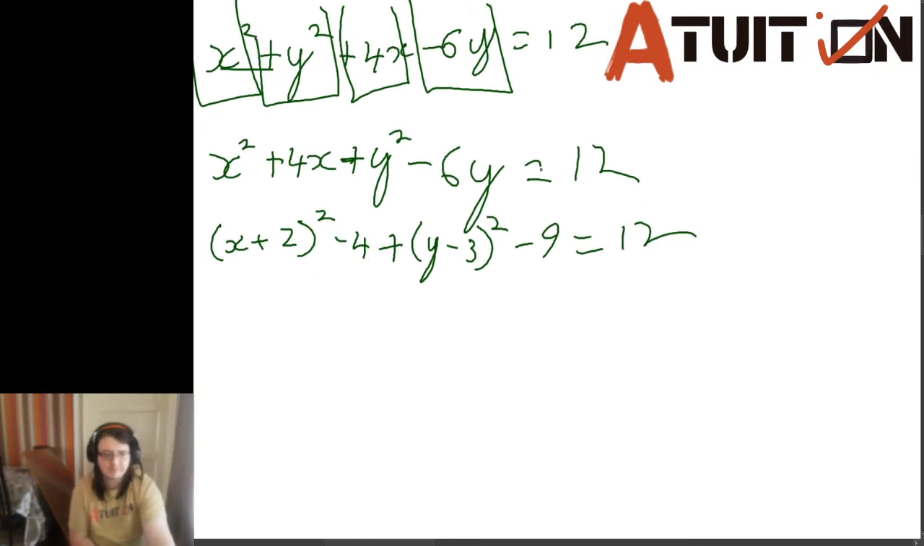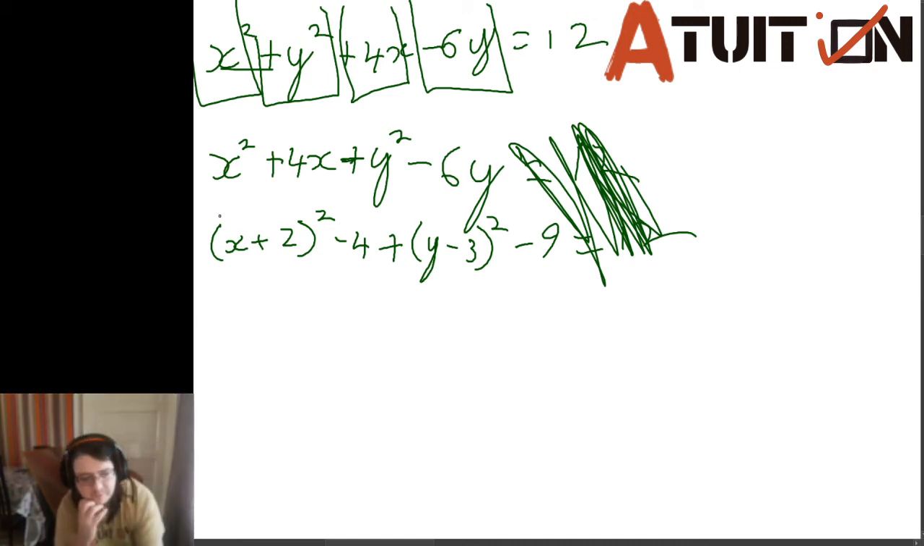You could even ignore the equal 12 bit, and you could just pick numbers for x and y and see if this makes the same thing. Say if x was 1 and y is 10. We could see what we get if we plug those numbers in. And let's try that because it's quite interesting. 1 squared and 4 ones is 5. 10 squared minus 6 tens is 40. 5 and 40 is 45. So that equals 45 when x is 1 and y is 10.